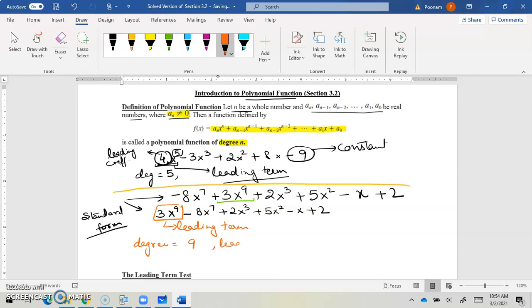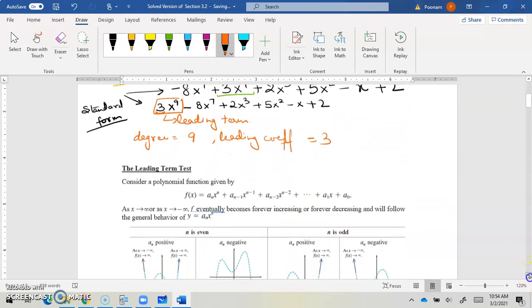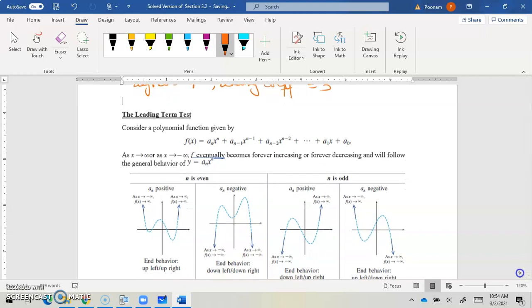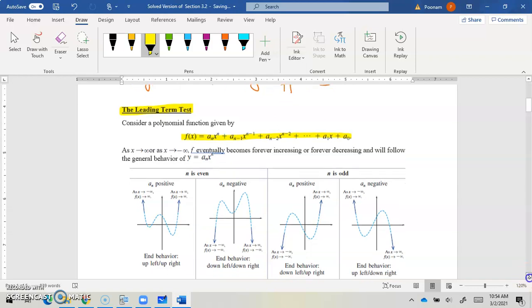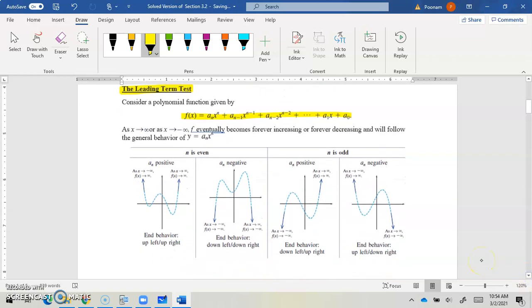The leading coefficient in this case is equal to 3. 3 is the coefficient of the leading term. Okay, so that is the basic terminology. Now we need to learn about the leading term test for the end behavior of your polynomial. So consider a polynomial of degree n. We have this polynomial. I really don't know anything about the polynomial's graph right now.